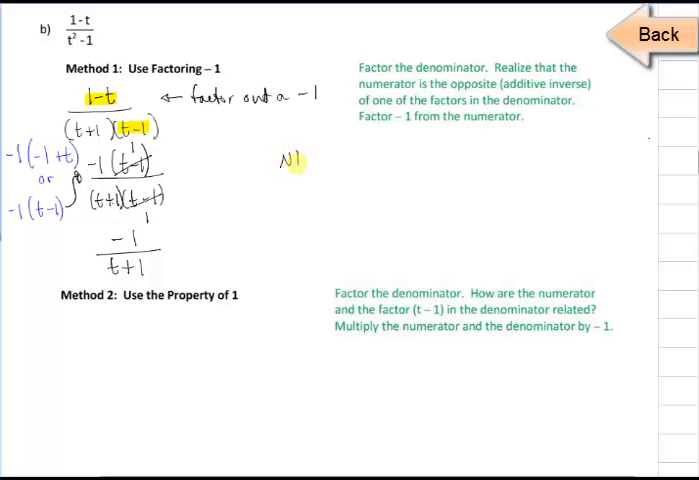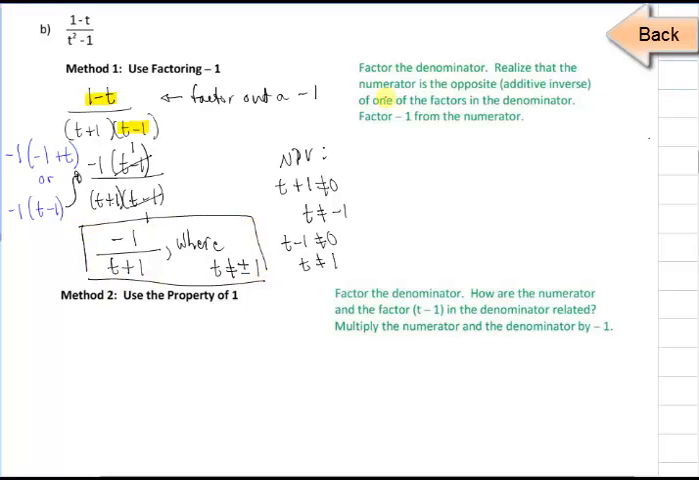So we'll go over here to do our non-permissible values. We have two factors in the denominator. One of them is t plus 1. So we will isolate the t, and we get that t cannot be negative 1, and our other factor is t minus 1. Isolate the t, and t cannot be equal to positive 1. And so we finish writing our answer where t cannot equal plus or minus 1.